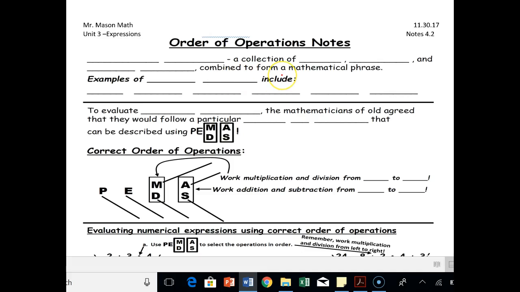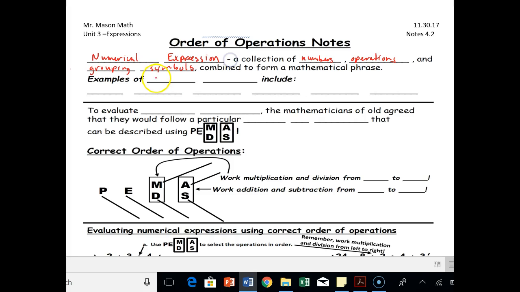So we're going to have some fill in the blanks for some vocabulary. So first of all, a numerical expression is a collection of numbers and operations. Numbers, operations, and grouping symbols combined to form a mathematical phrase.